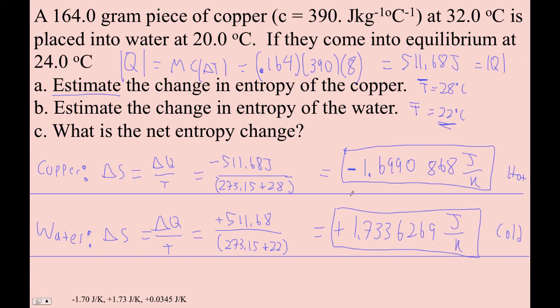Okay, now if we combine these two, let's store that in B, and store the other in A, and then I go A plus B. If I combine those two, the net change is positive 0.03454 joules per Kelvin. There's a net increase of entropy.